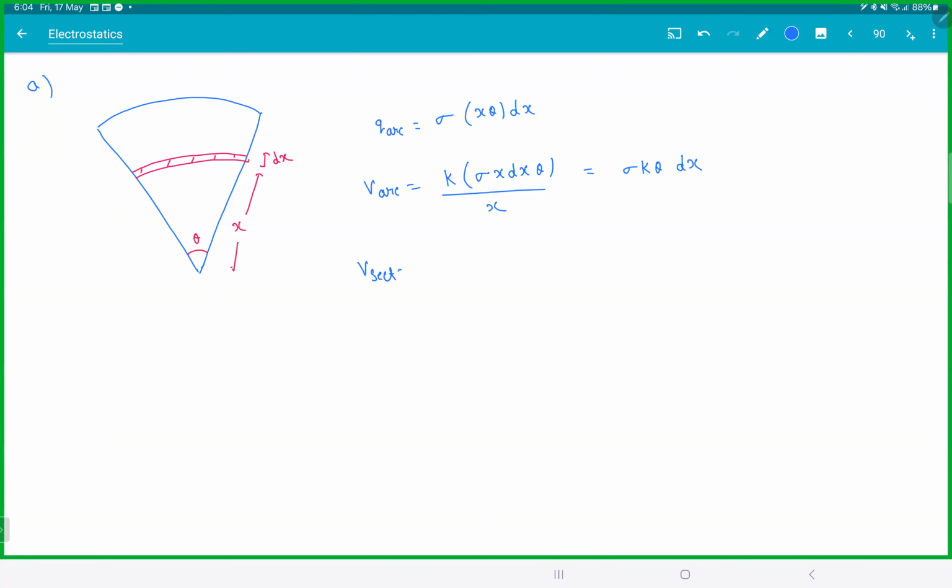So potential due to the sector, this we can work out because there is no direction, only magnitude. Integral sigma k theta dx from 0 to r. Sigma k theta r. Easy. That was the easiest one. Right. So the second one.